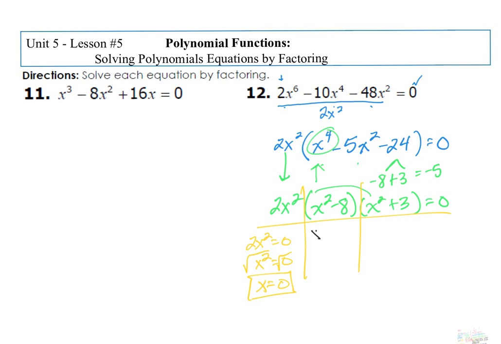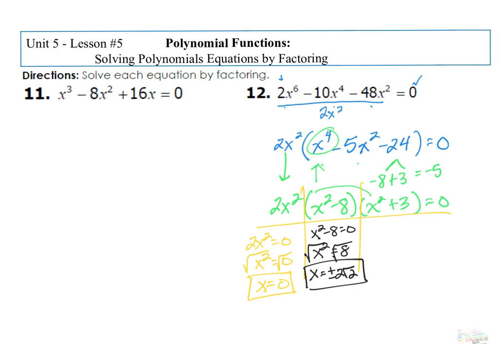If I have x squared minus 8, set it equal to 0, I would add 8 to both sides. So x squared equals 8. And then square root both sides. So x is equal to, because I involve square roots again and it's not 0, I put plus or minus. The square root of 8 is 2 square root 2. So we have 2 more answers.